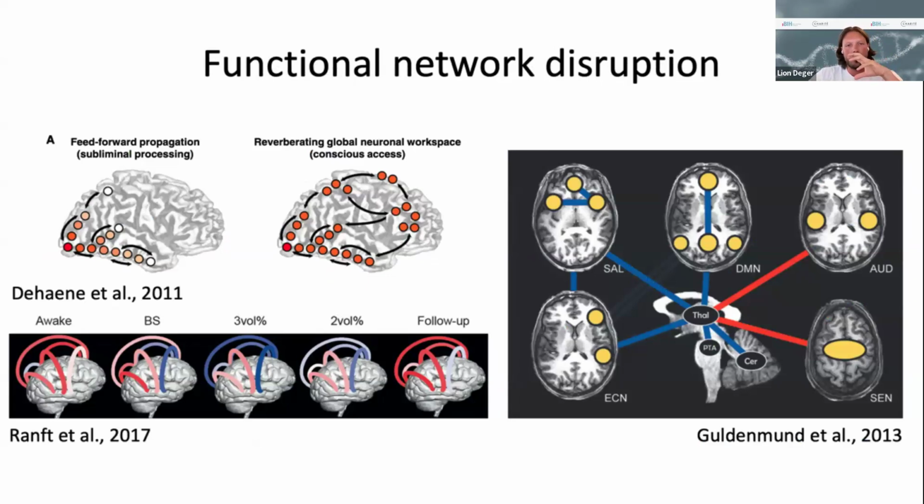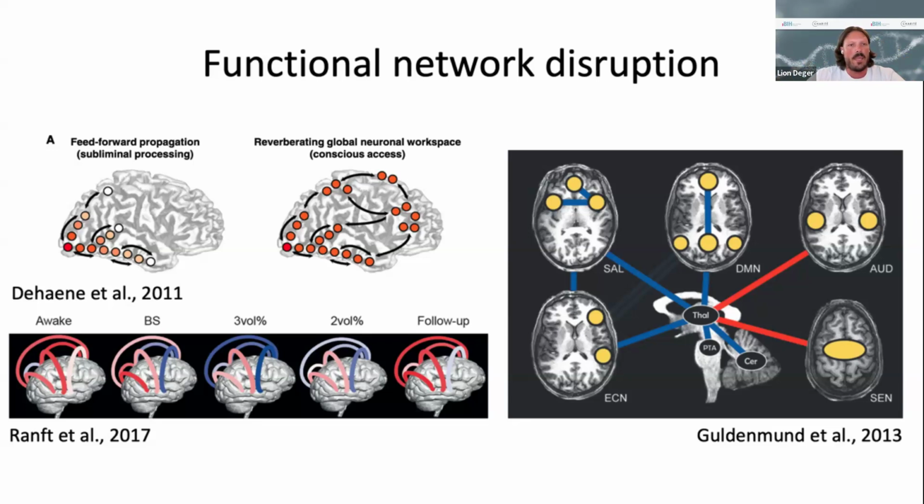We also observed these signatures of conscious states at other levels. One very prominent one would be the functional networks that we know from resting state recordings. And during loss of consciousness, we observe the reduction of these long-range connectivity networks, especially between frontal and parietal regions. And we observe this across different imaging modalities.